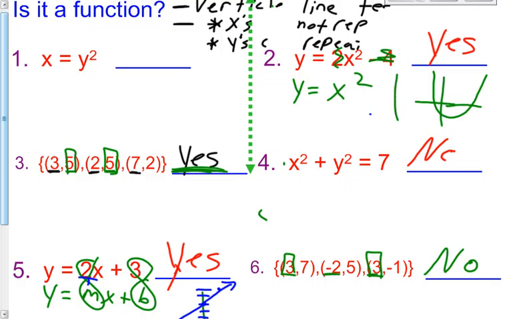It could be way over here. It could be skinnier. It could be wider. But all you care about right now is that it's U-shaped, which means that it is a function. Now, number one, in my opinion, is the most difficult one because you have to remember the different relationships with parabolas. If it's y equals x squared, it's U-shaped this way.